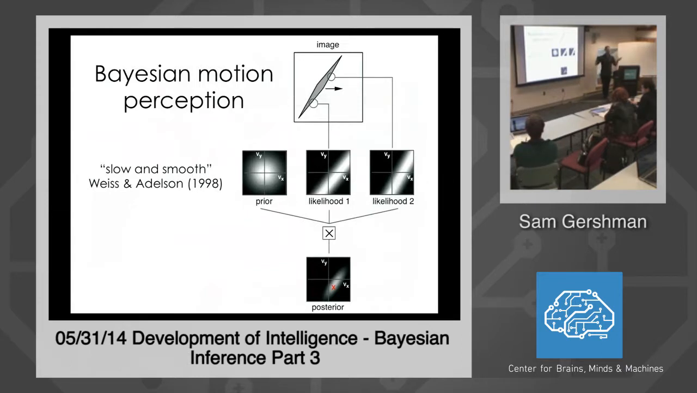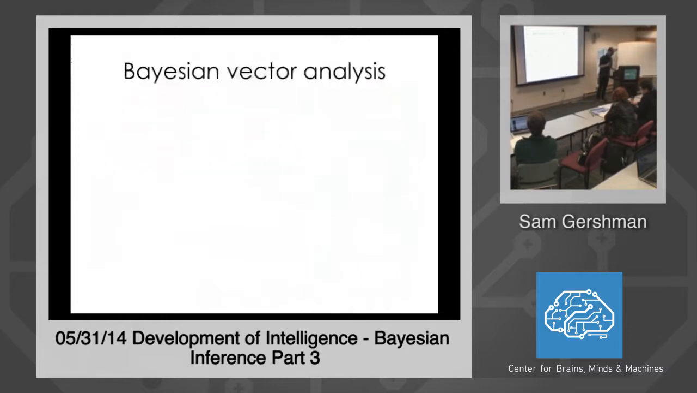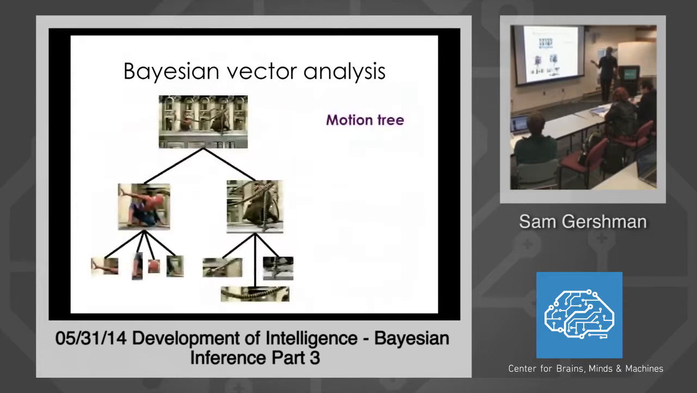But this is a sort of flat theory of motion perception. It doesn't do any kind of segmentation or nested reference. So we sought to generalize this idea in what we call Bayesian vector analysis, and the centerpiece of this idea is what we call a motion tree, which is a decomposition of the moving scene into a hierarchical set of nested reference frames.